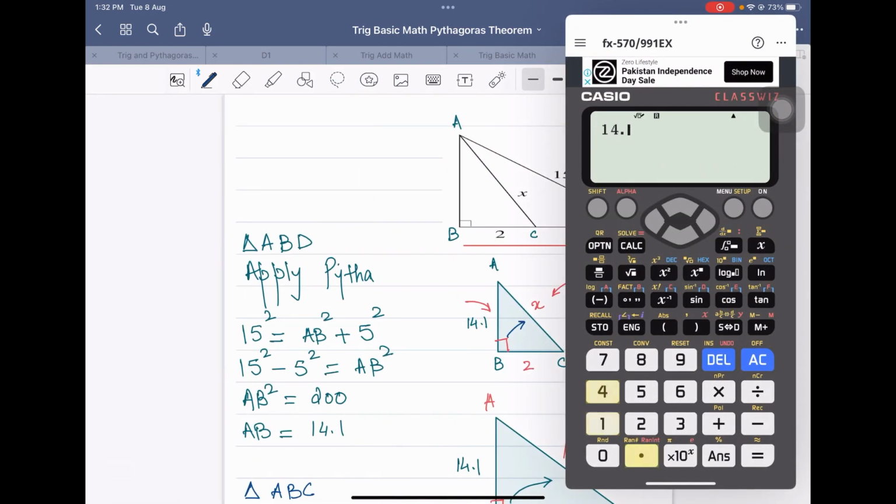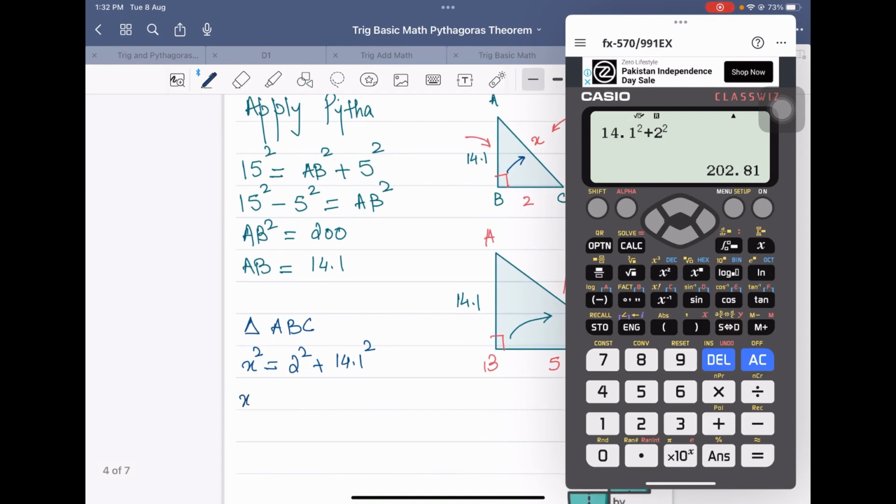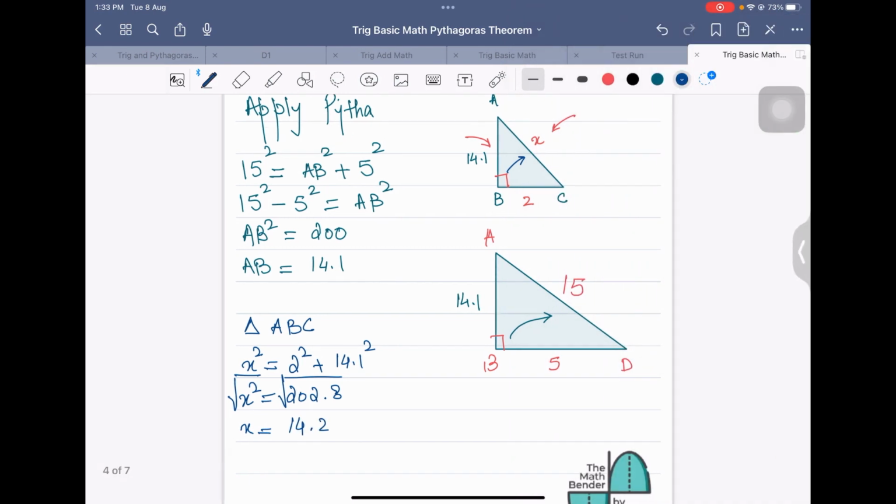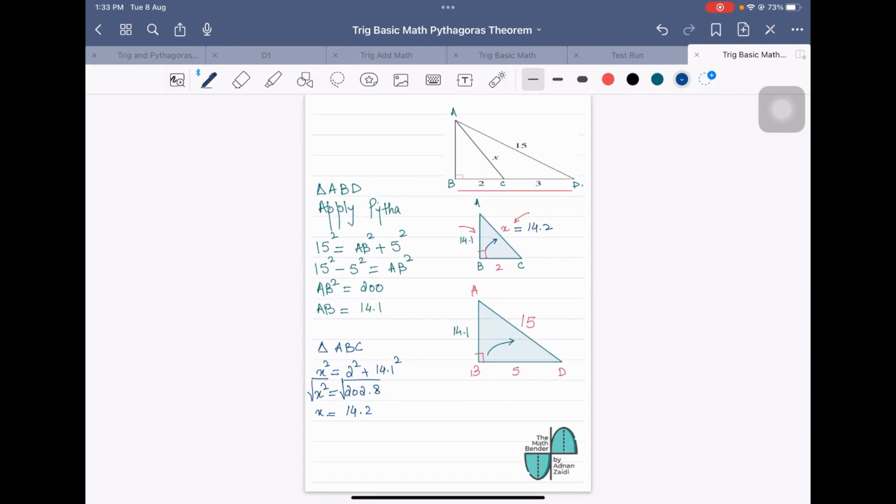So 14.1 squared plus 2 squared gives you 202.8. So x squared is equal to 202.8. And if I root it, so I need to apply square root in order to find the value. So if I root it, x is going to be 14.2. So if we need to find this, it is going to be 14.2. So for solving any complex situation like this, you need to break it down into multiple right angle triangles.